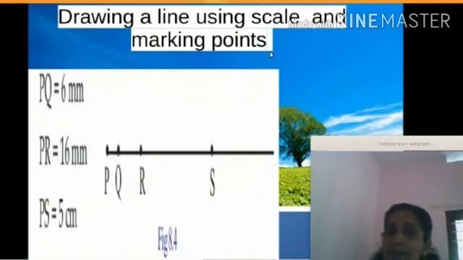Now, I think you are able to draw a line using a scale, and you can mark points like this. PQ is equal to 6 millimeter, PR is equal to 16 millimeter, PS is equal to 5 centimeter. Isn't it?